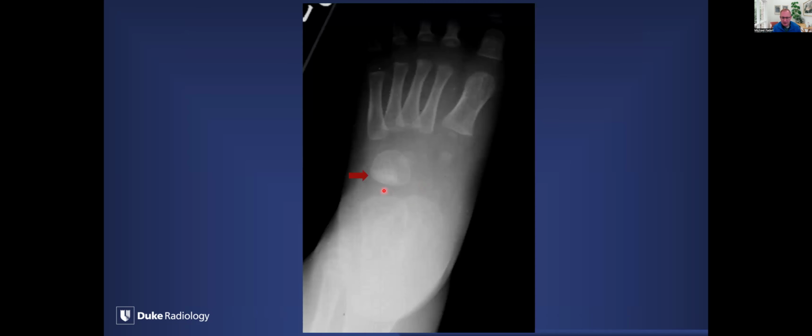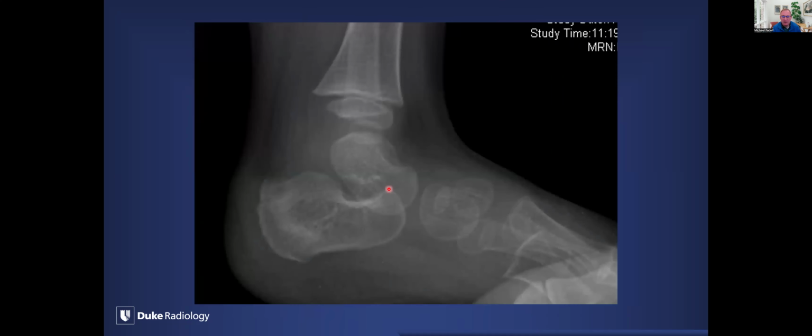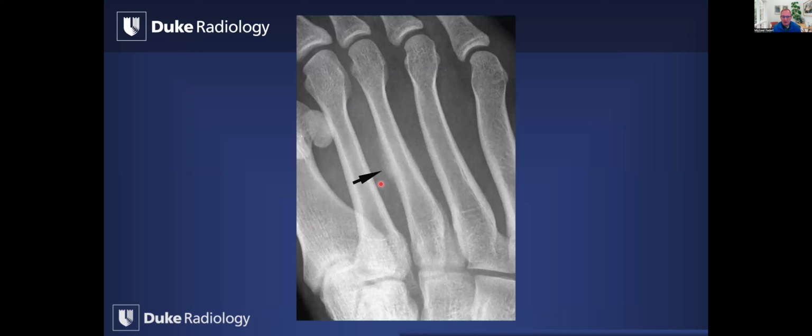Here's another example right there. Pretty subtle, so we have to know where to look. Here's an example of that calcaneal stress injury or that calcaneal toddler's fracture. And then a more skeletally mature patient, so not so much a toddler's fracture, but we do tend to see these early healing changes in the mid metatarsals related to stress type injury.